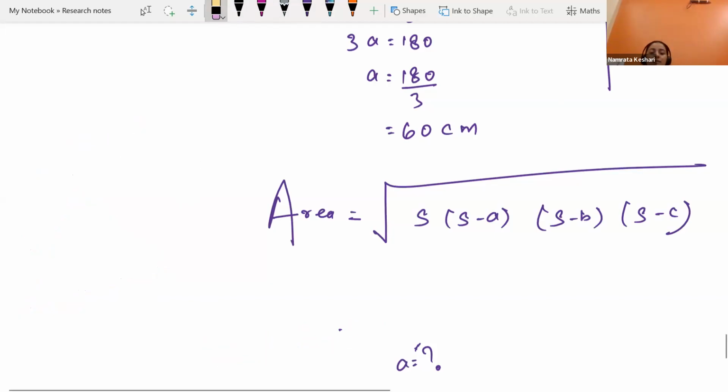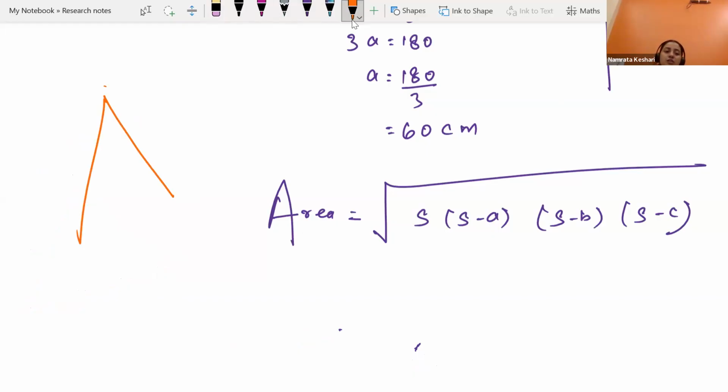We have an equilateral triangle where each side is 60. You have to apply this formula, do the simplification, and tell me the final answer. Ma'am, I got the answer. Okay, you got the answer. Yes, please tell me, Safia. Ma'am, 900 root 3. 900 root 3 centimeter square.